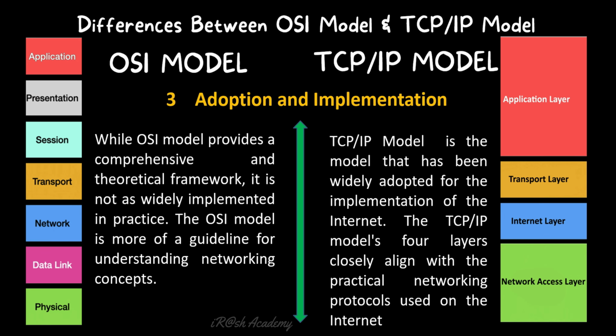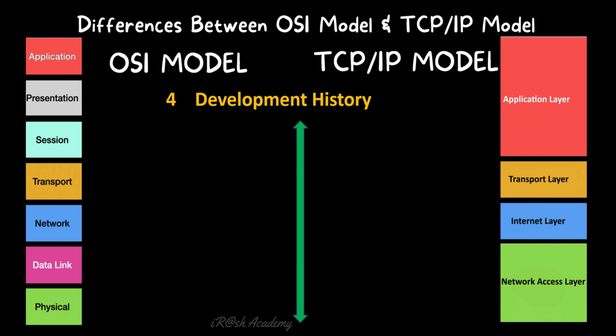So basically, the OSI model is not used that much in practice, but is mainly used for the logical understanding of networking concepts. On the other hand, TCP/IP is widely used and implemented in practical networks, especially in computer networks and the internet. Now point number 4, development history.